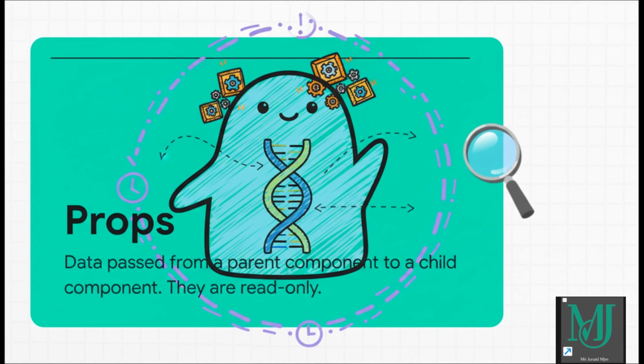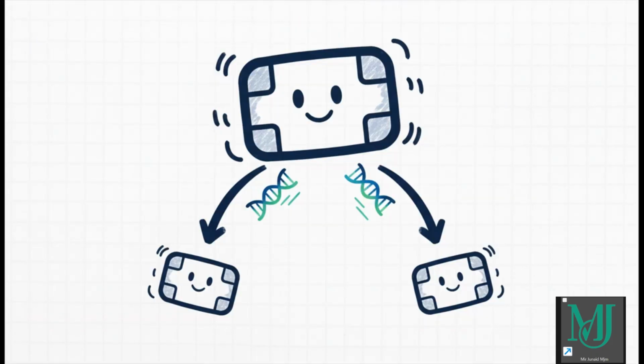Now here's the key part. Just like inherited traits like your eye color, they're read-only. The child component can see them, it can use them, but it has absolutely no power to change them on its own. This leads us to what is basically the golden rule of React. Data flows in one direction and one direction only, down from the parent to the child. That's it. It's like a one-way street for information. And honestly, this predictability is a huge reason why React apps are so stable, and thank goodness easier to debug.